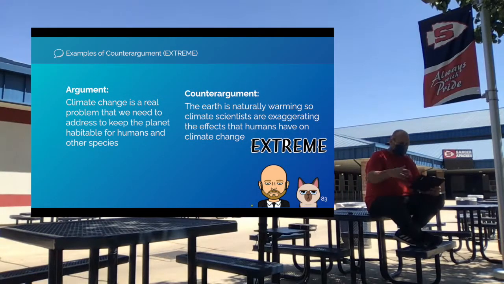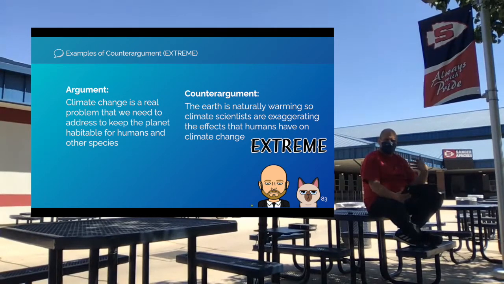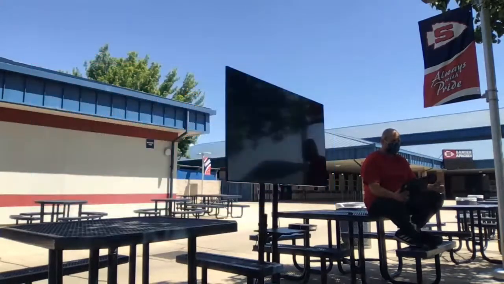So here are some examples of counter arguments. This is probably the more extreme version of it. This is like a complete opposite. So for the argument, climate change is a real problem that we need to address to keep the planet habitable for humans and other species. So that's the main argument. Now, the counter argument, what other people would say to disagree with that, is that the Earth is naturally warming, so climate scientists are exaggerating the effects that humans have on climate change. So again, you have one extreme and the other, 2 opposite arguments.